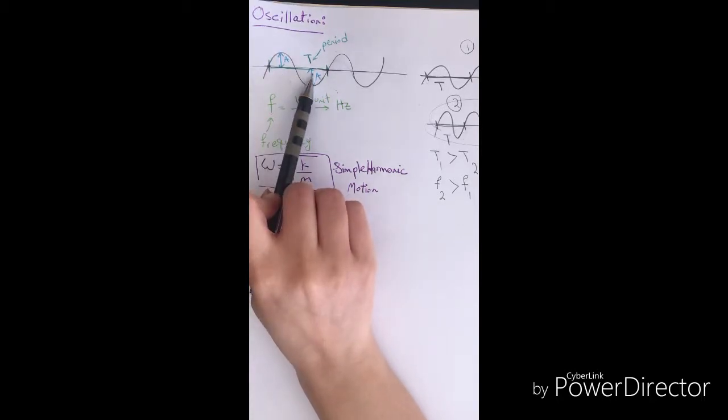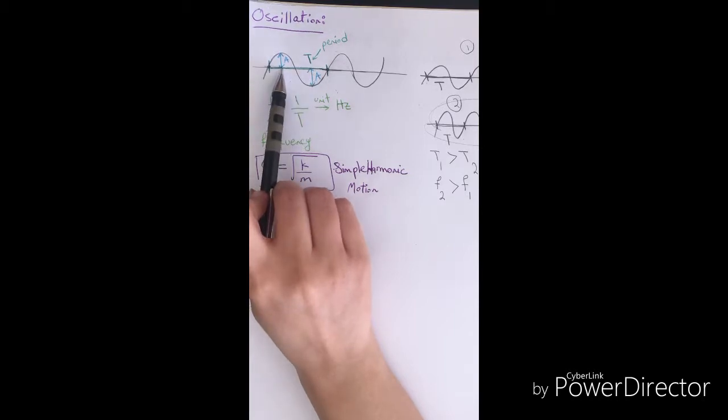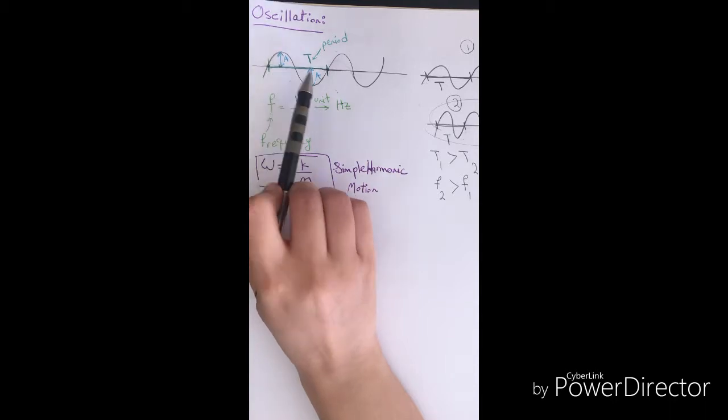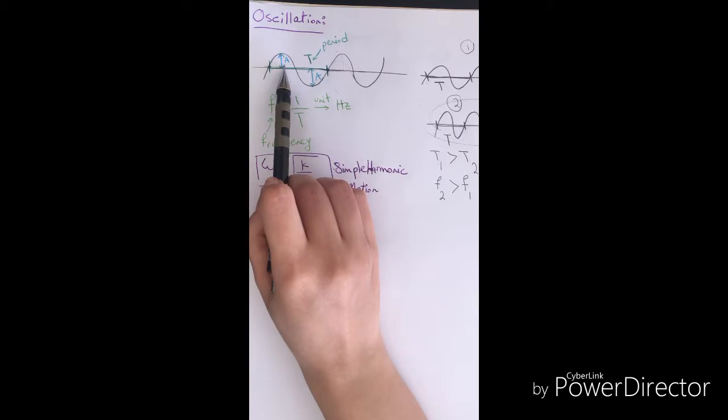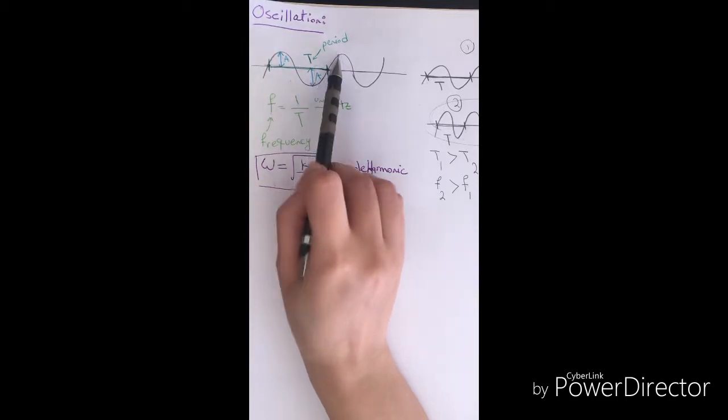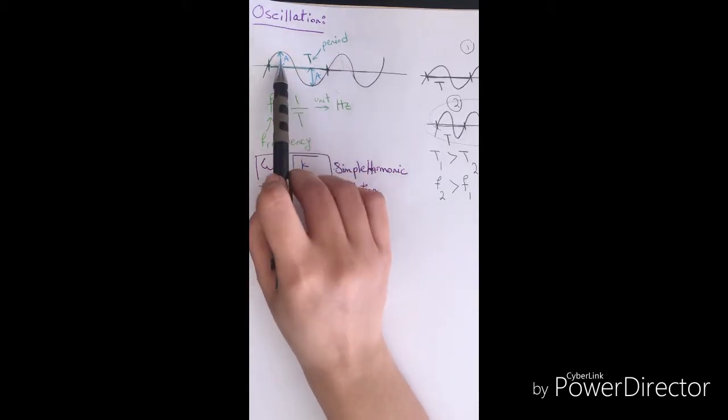Amplitude is the maximum displacement from the equilibrium position. From here, which is the equilibrium position, to the maximum displacement, this is an amplitude. And amplitude is the same from here to here, from here to here. So the unit of the amplitude is meter.